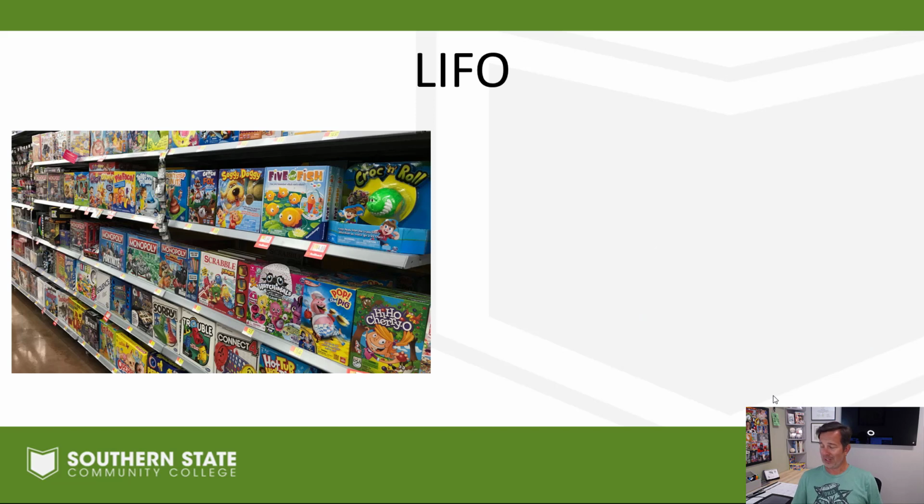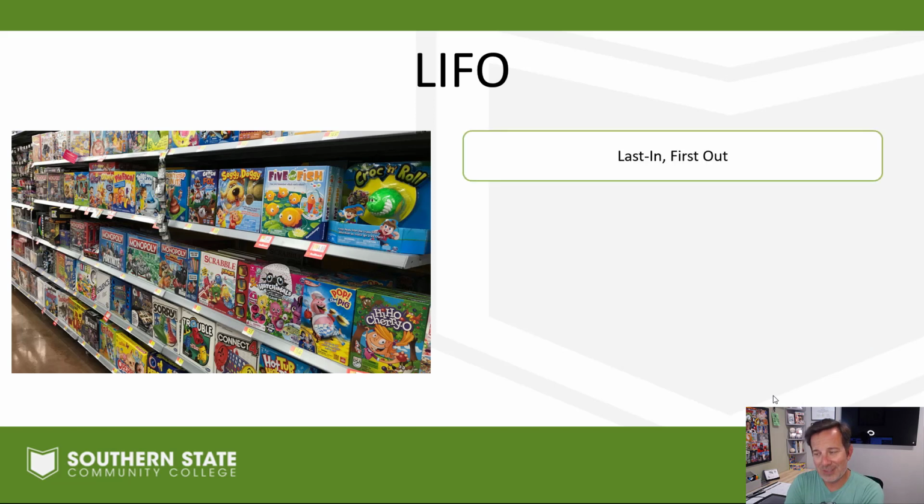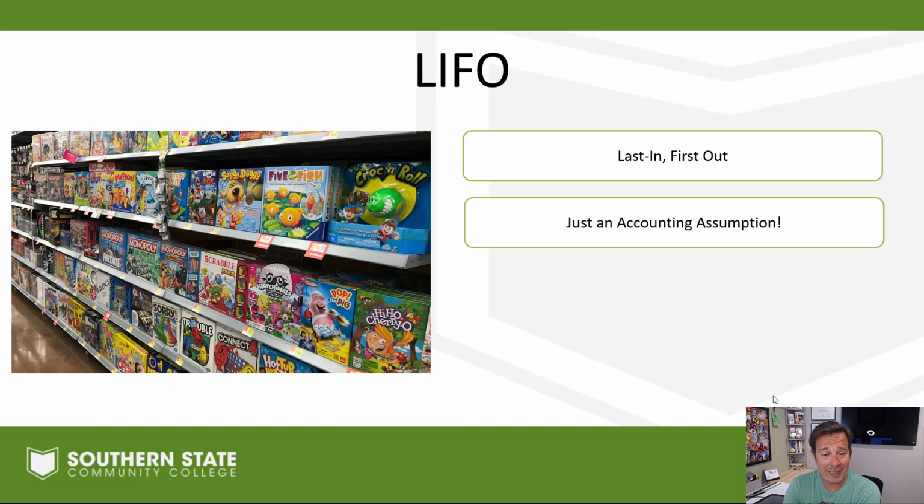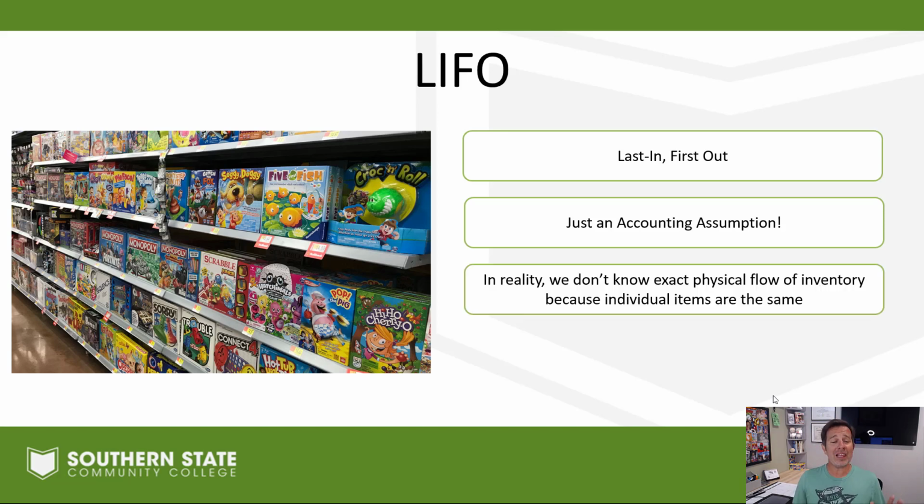Now, LIFO, exactly as you'd think it would be. Last in, first out. We are assuming the last goods in are the first ones sold. Now, again, that is an assumption. We're doing it for accounting purposes, for bookkeeping purposes. In reality, we don't know. We don't know the exact physical flow of the inventory because the individual items are all the same.